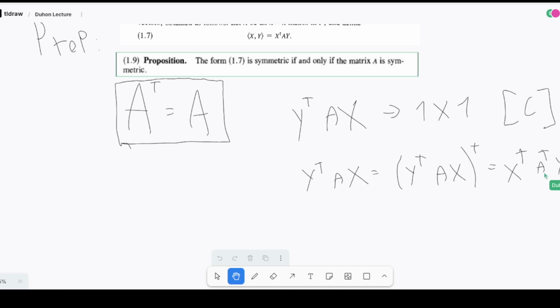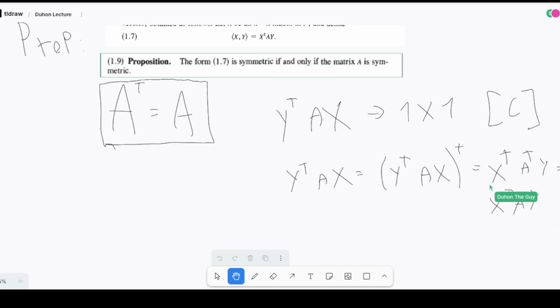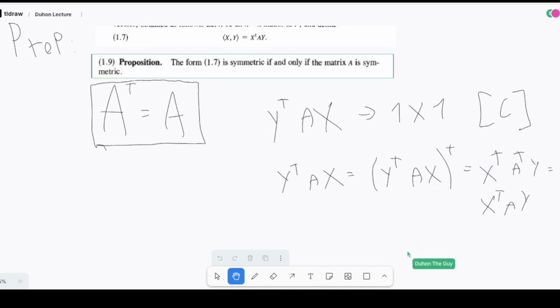And since this is symmetric, by our assumption, we're going to have that x^T A y is going to be equal to y^T A x. So if A is symmetric, the bilinear form is also going to be symmetric. Very good.